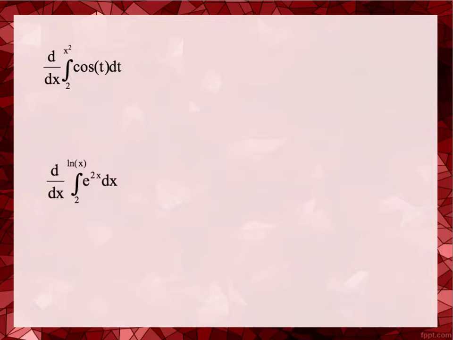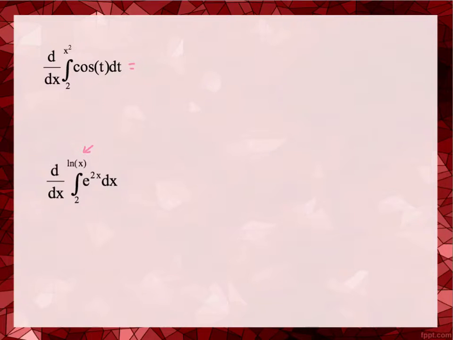So now we're going to try to discover what happens when your upper limit is not just an x, but a function in terms of x. We'll do this like we did previously. We'll go ahead and work these out the long way by integrating and then taking the derivative.